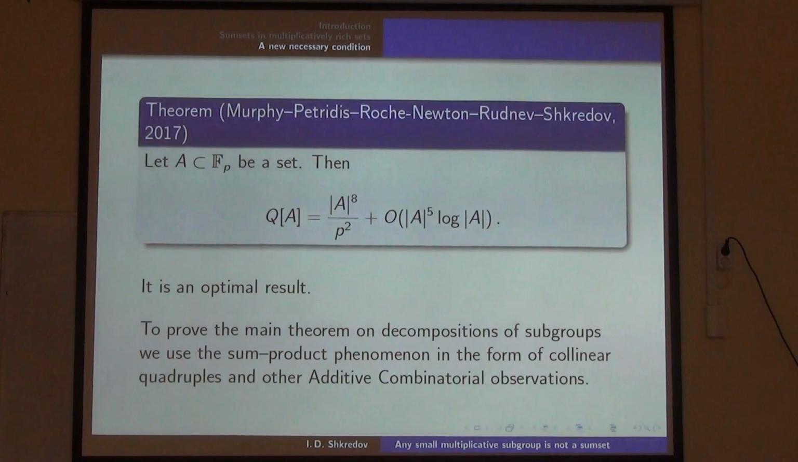it's an optimal result, and it's the last step to prove our decomposition theorem, plus some tricks from additive combinatorics. For example, you need a new upper bound for the additive energy of multiplicative subgroups.